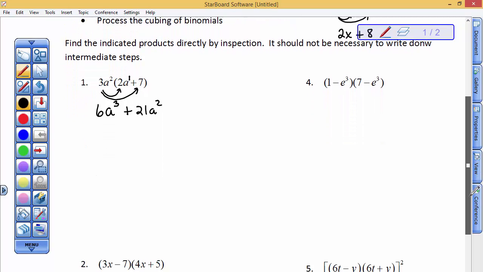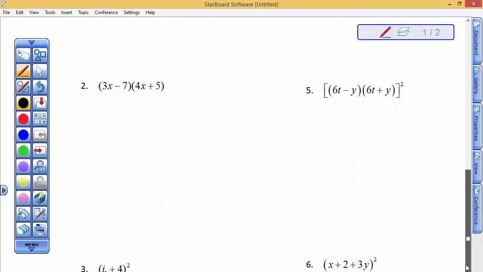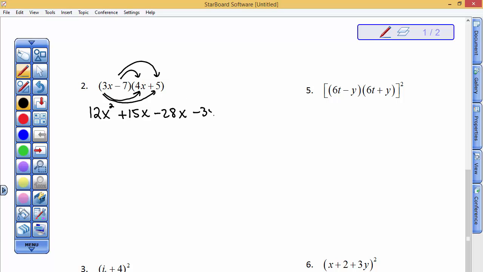When you FOIL, in number 2, if you need to write all the steps down, that's fine. 3x times 4x is 12x squared. Don't forget the 2 there for squared. Then this term is a positive 15x, and a minus 7 times 4 is a minus 28x, and a minus 7 times 5 is a minus 35.